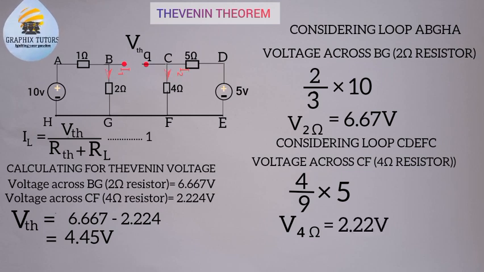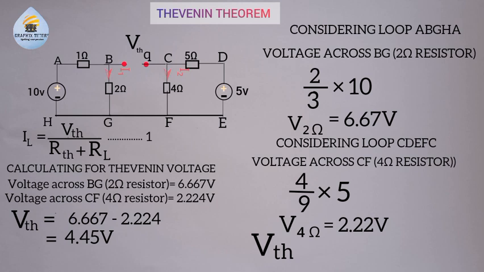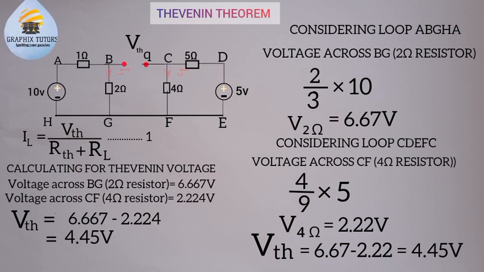And when you subtract, you look for the difference, you're going to have 6.67 minus the 2.22. Or you say that the voltage across the 2 ohm minus the voltage across the 4 ohm, and that will be what?